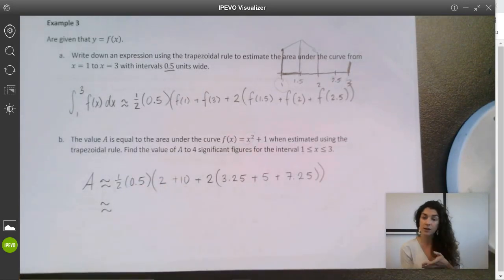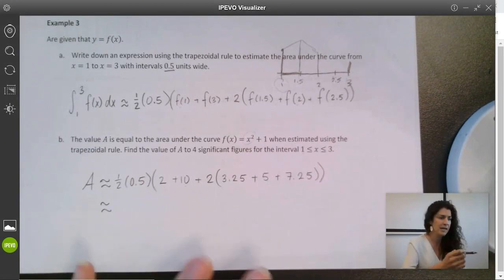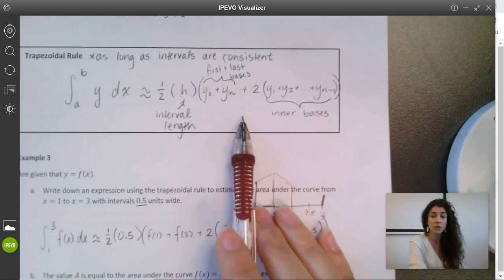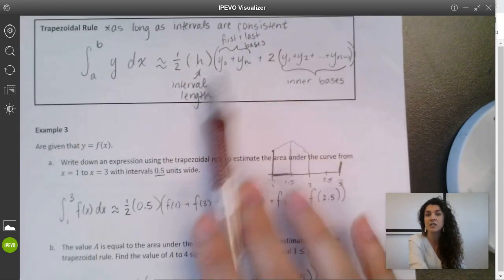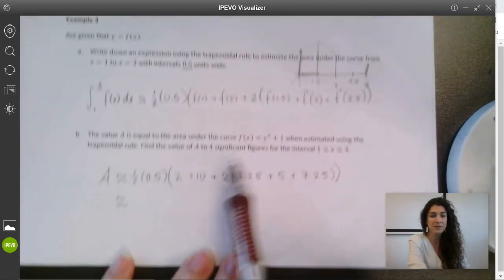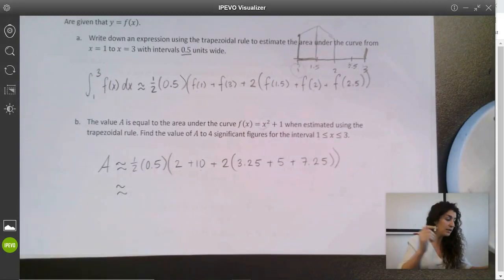So this is how you use the trapezoidal rule. You first need to figure out, okay, what's my first and my last base? What are all the bases in between? What is my interval length? And you just need to plug it into the appropriate places in the formula. There's a lot of pieces in this formula, and the formula looks crazy, right? But as long as you know what each of these pieces mean, it's pretty straightforward. I would like for you to just go ahead and calculate this.